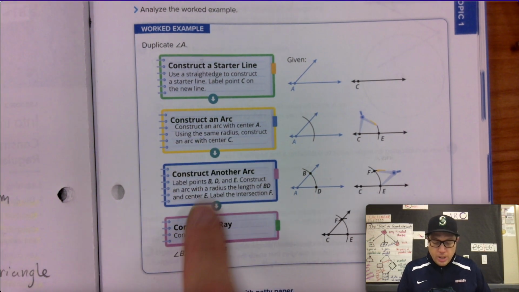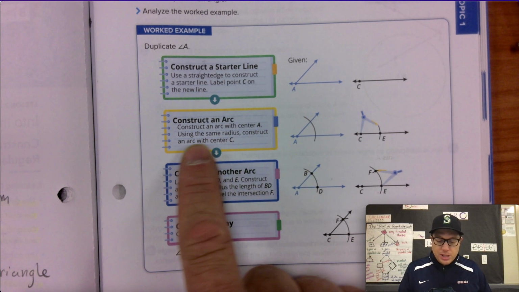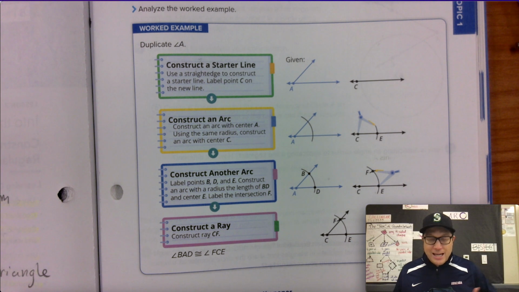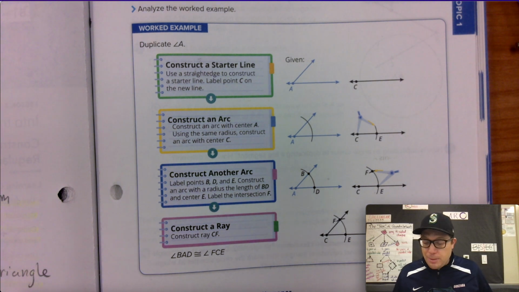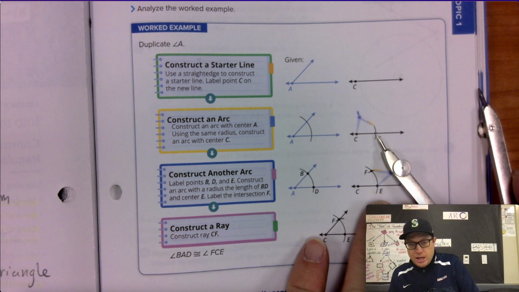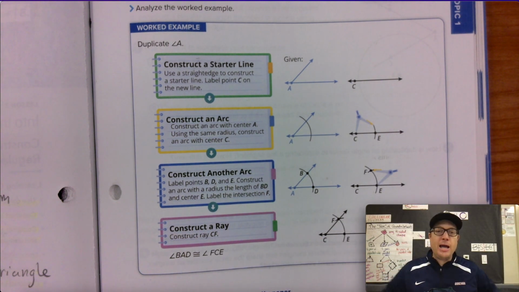Construct an arc with center A. Using the same radius, construct an arc with center C. It doesn't say how big that arc must be, it just has to be a certain distance, and then once you create it, you go to the other angle and create it again.